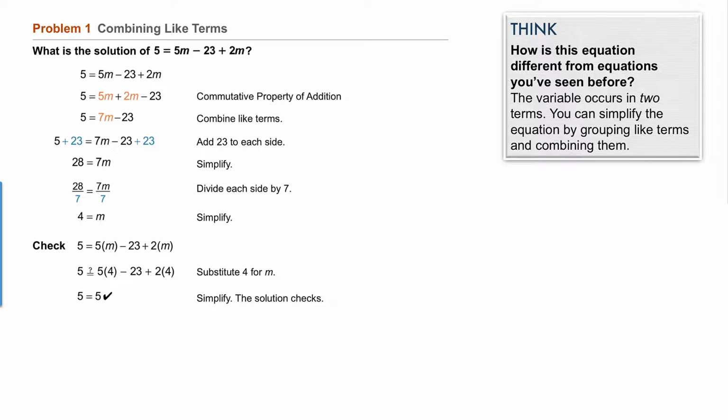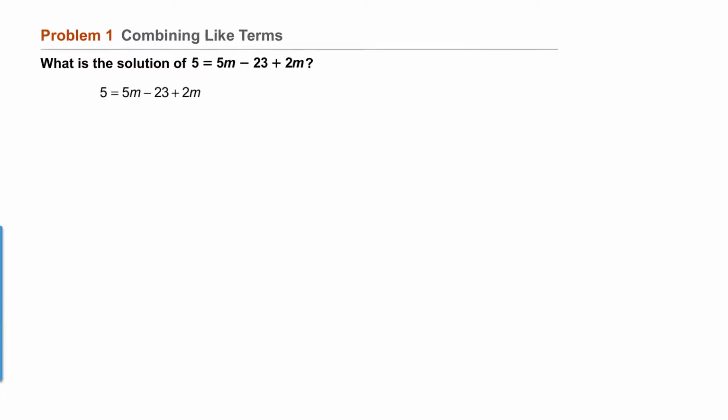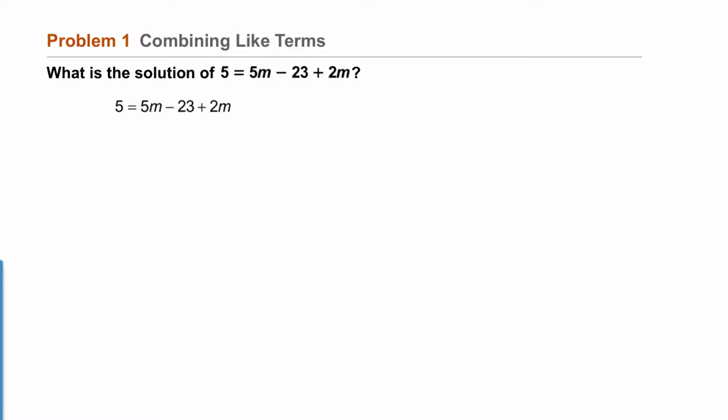Problem 1. Combining like terms. What is the solution of 5 equals 5m minus 23 plus 2m? First, rewrite the equation 5 equals 5m minus 23 plus 2m, and then use the commutative property of addition to rewrite our like terms adjacent to one another.